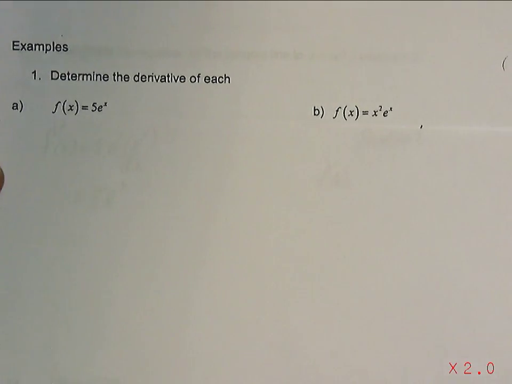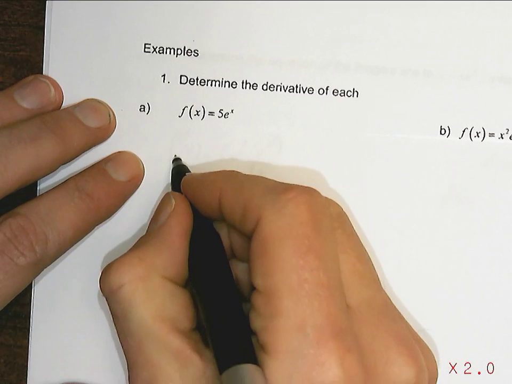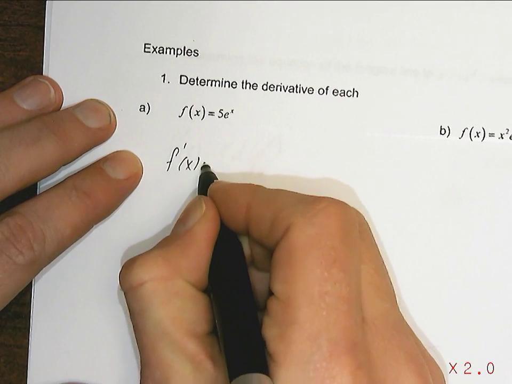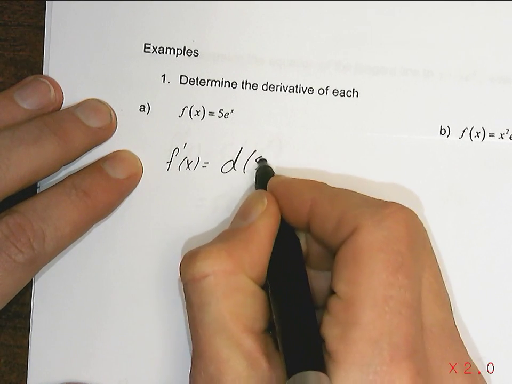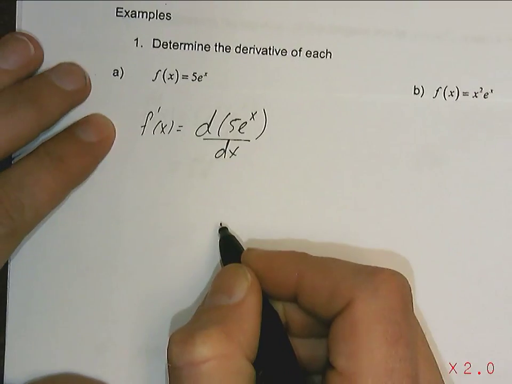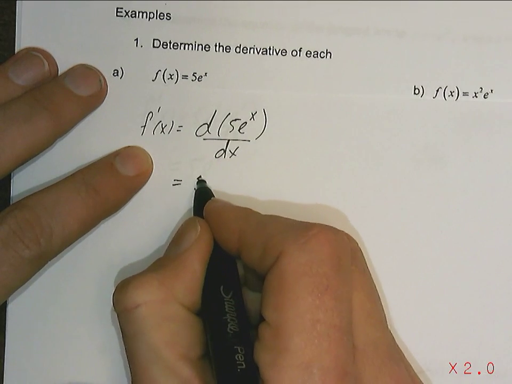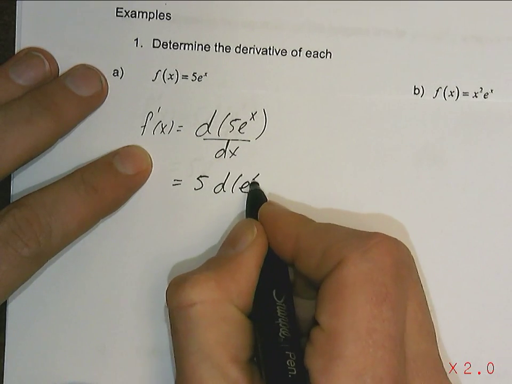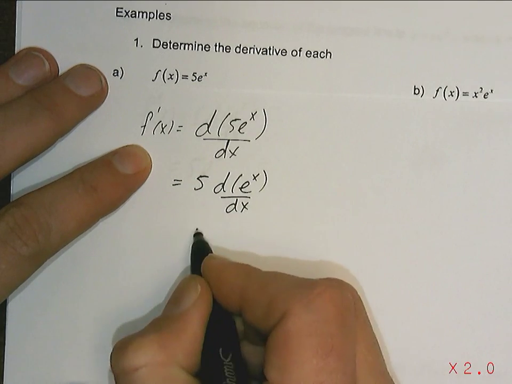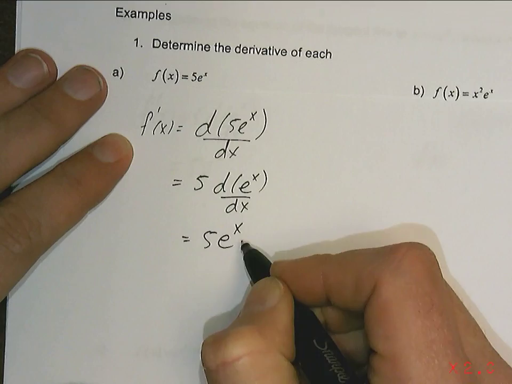So the first one is f of x equals 5 e to the x. Now, I'm looking for the derivative, so it means I'm taking the derivative of 5 e to the x. That's my e, I'm sorry, you'll have to deal with it. The 5 is constant, I'll take it out. And the answer is, because the derivative of e to the x is e to the x.